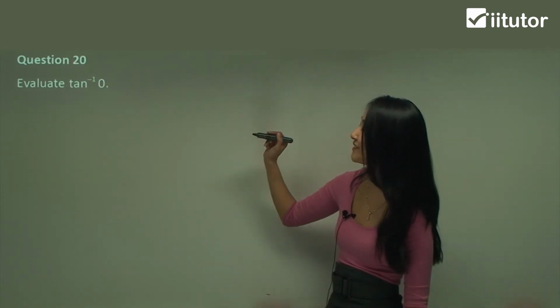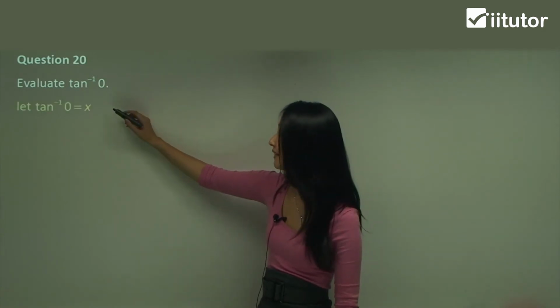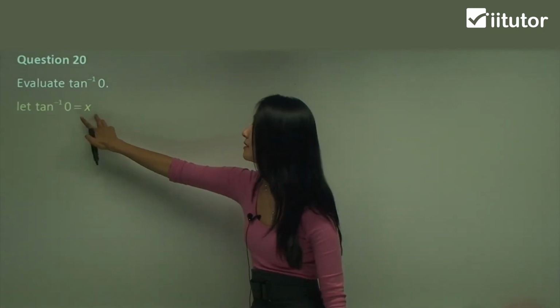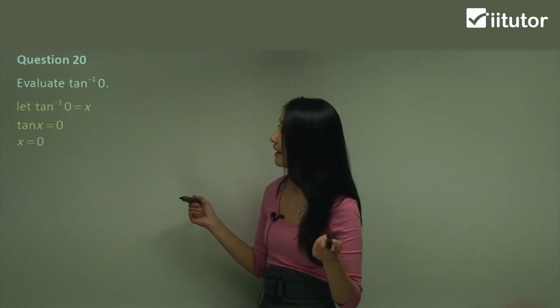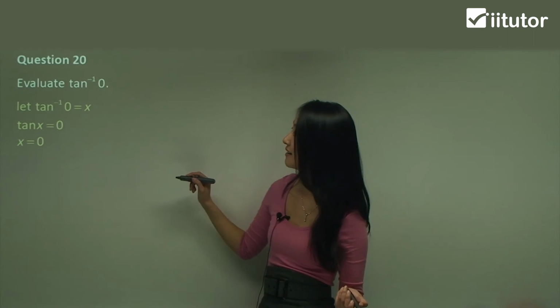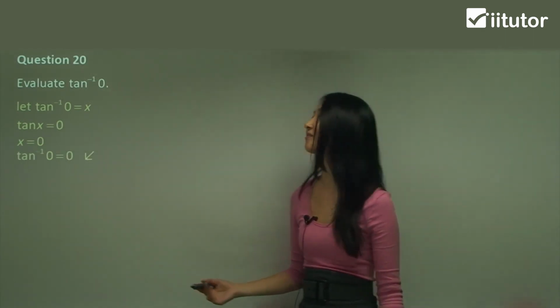Alright, question 20 now. So evaluating inverse tan of 0, let it equal x, flip the x and the 0. Tan of what equals 0 is x equals 0. So therefore, inverse tan of 0 equals 0 as well.